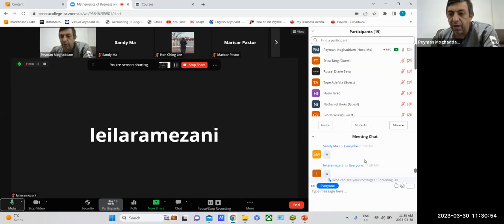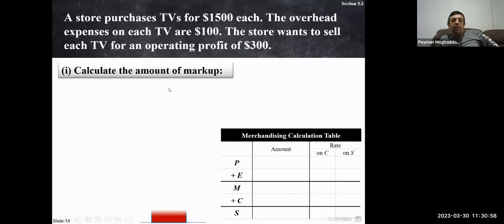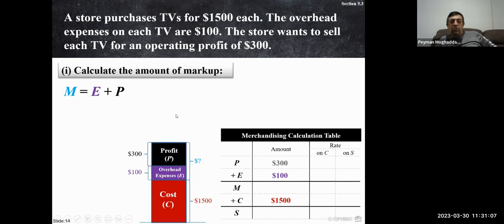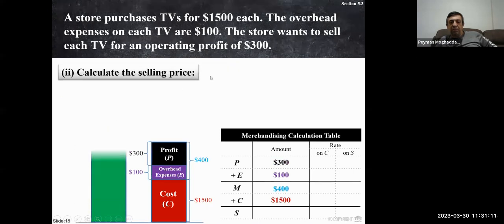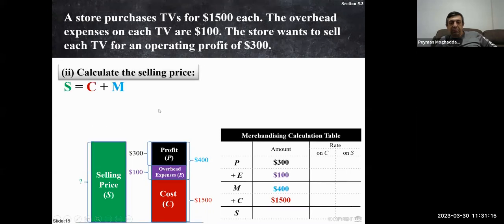All right, so we got a lot of A here. Yeah, A is right. All right, so the overhead expense is $100. The store wants to sell each TV for a profit of $300, right? So expenses plus profit is going to be 400, right? So the markup is going to be 400.